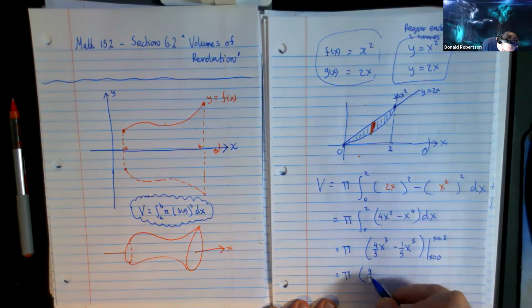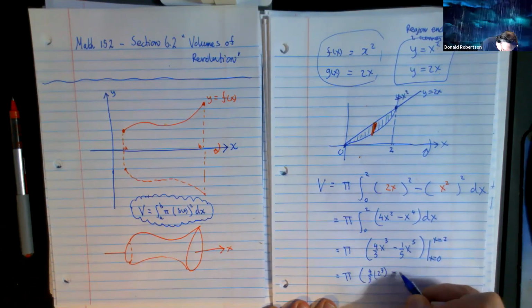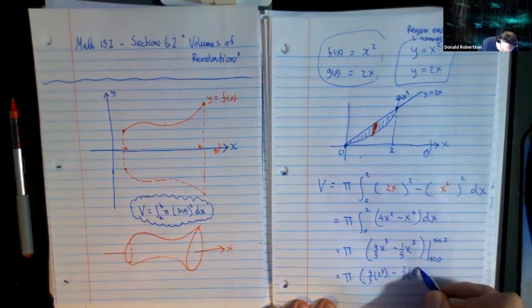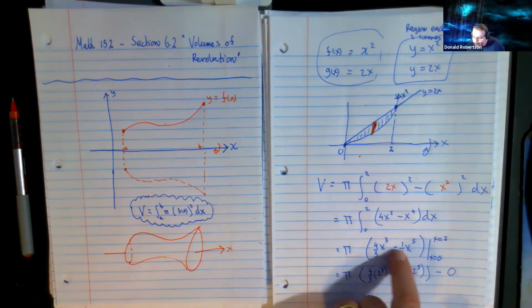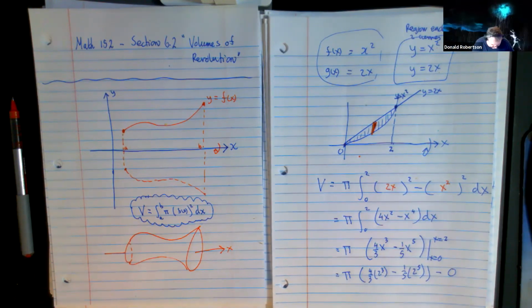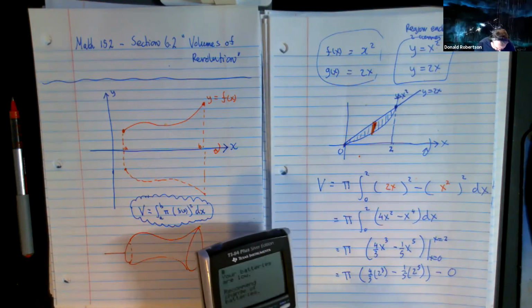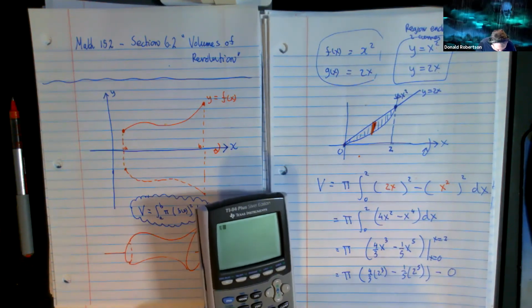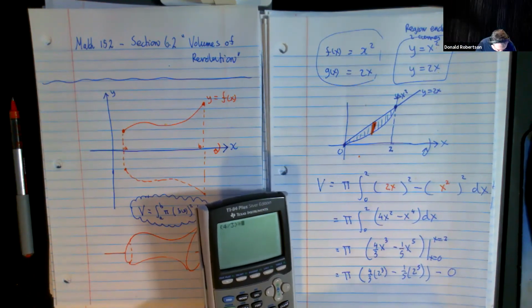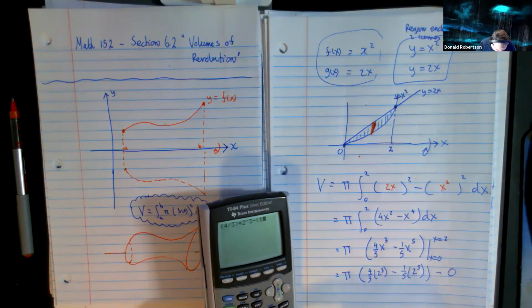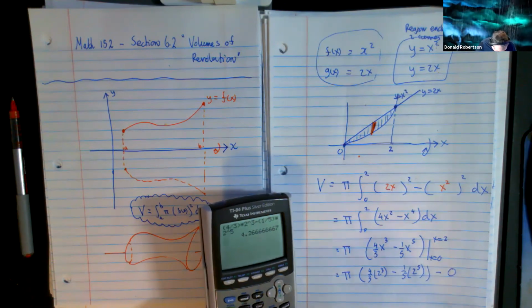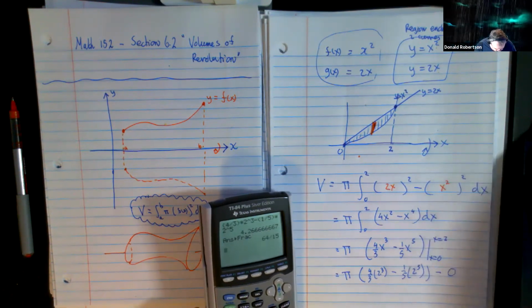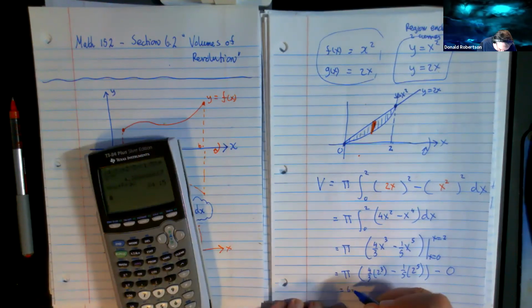It's going to be 4/3 times 2 cubed, take away 1/5 times 2 to the 5. Is it okay for me to just say take away 0? Can you imagine you get lots of zeros there? I'm going to let the calculator do the rest. So 4/3 times 2 to the power of 3, subtract 1/5 times 2 to the power of 5, and then math button, choice 1, and I get 64/15 pi.